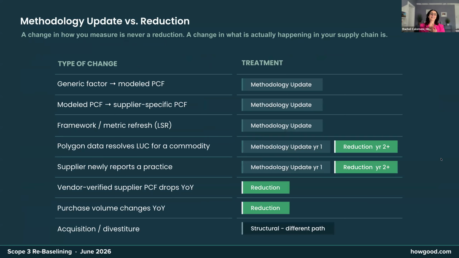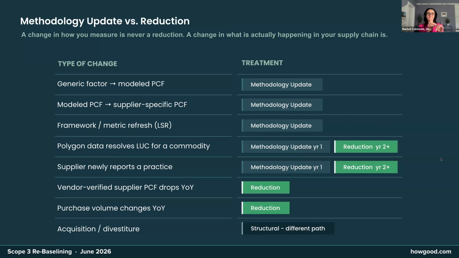All right, let's put it all together. Here's a rule that you can keep in the back of your mind. A change in how you measure is never a reduction. A change in what is actually happening in your supply chain is.